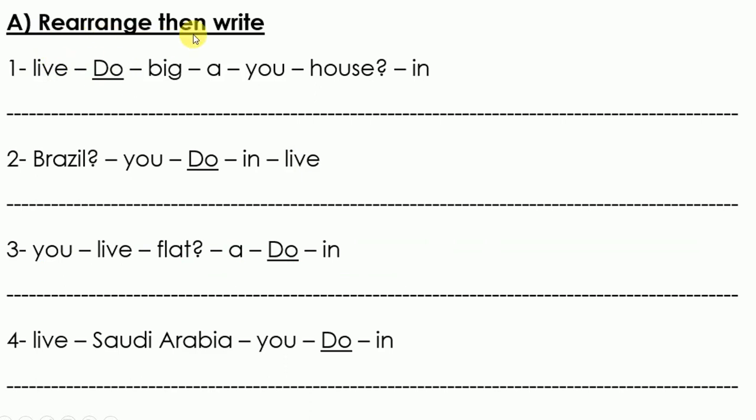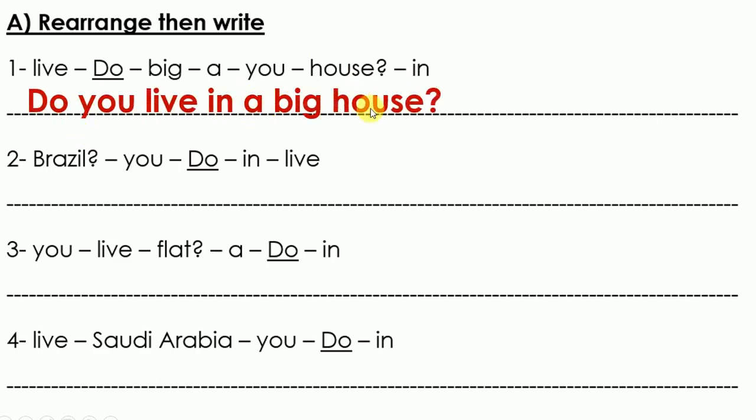Let's go to next worksheet. Exercise A. Rearrange, then write. We have live, do, big, a, you, house, in. The first one will be do. So, do you live in a big house? Next one, Brazil, you, do, in, live. You will start with do you, of course, do you live in Brazil?